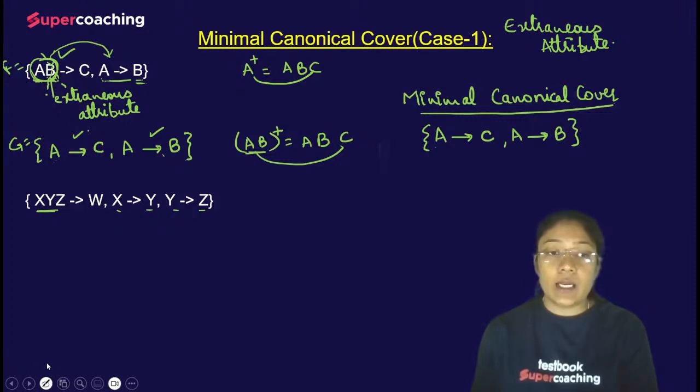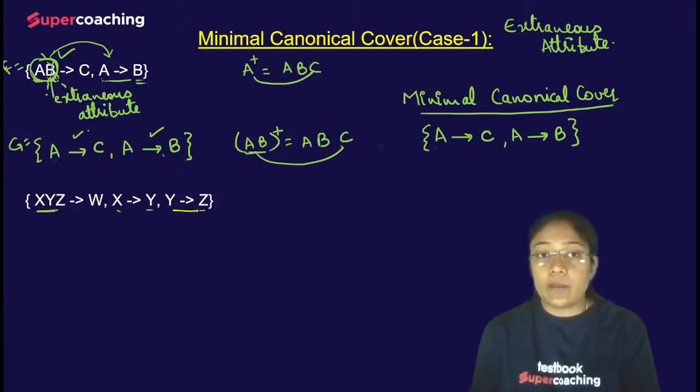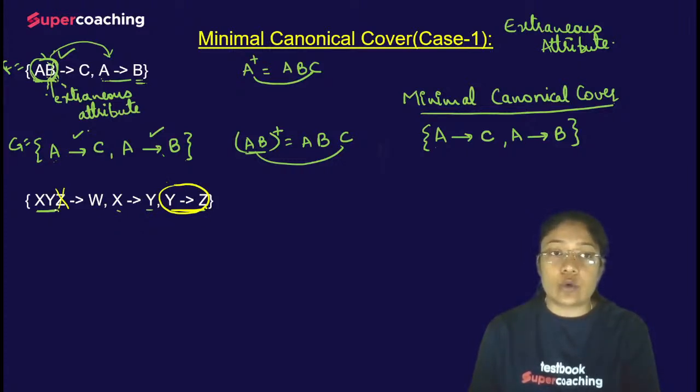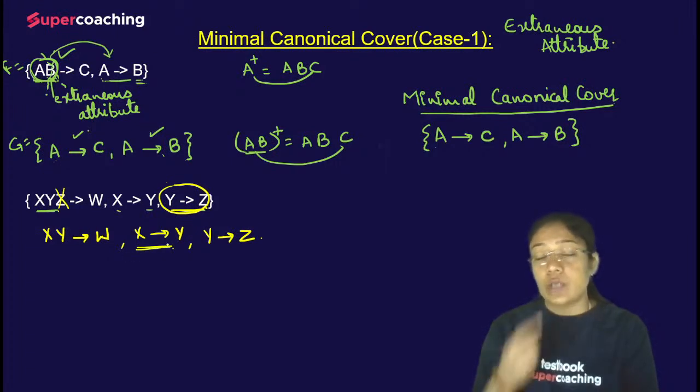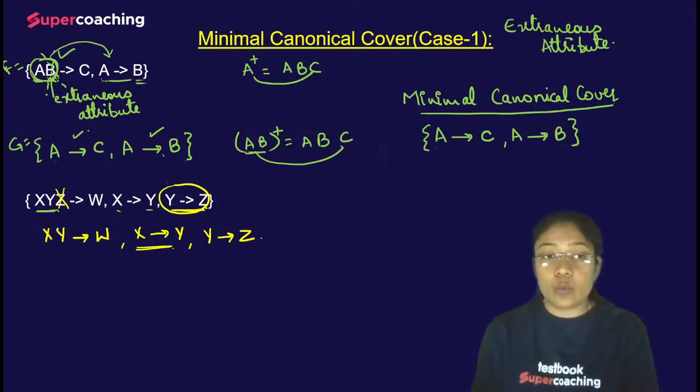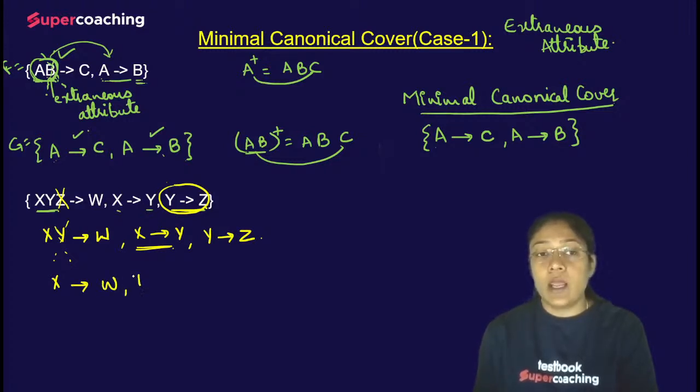कैसे identify करेंगे? X determines Y, Y determines Z. So these are the two attributes and ये दोनों एक साथ आ रहे हैं. So Z will be the extraneous attribute. So we got X, Y determines W. X determines Y and Y determines Z. Still we have two attributes, and both these attributes are a part of one functional dependency. So Y is also behaving as the extraneous attribute. So we'll get here X determines Y, W, X determines Y, and Y determines Z. So this is the minimal cover.